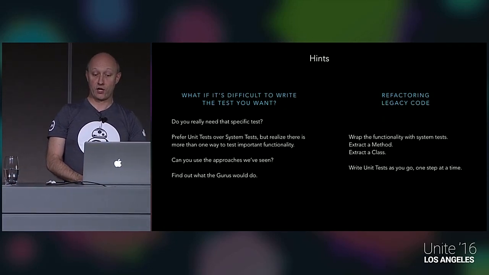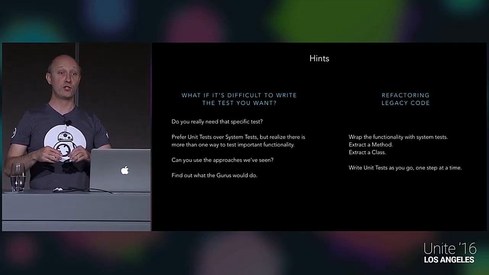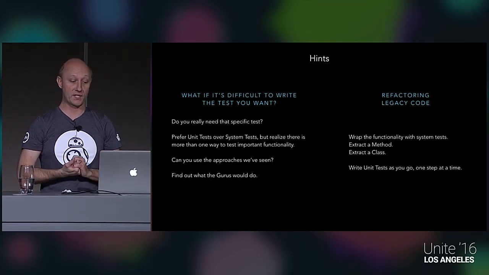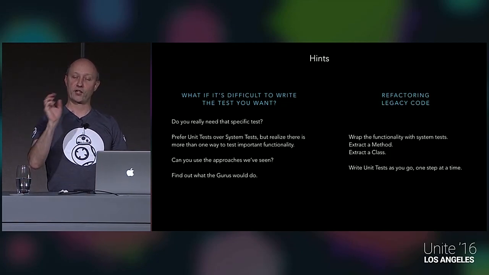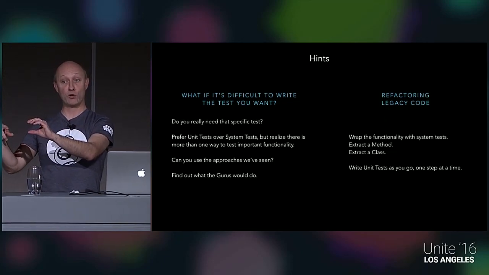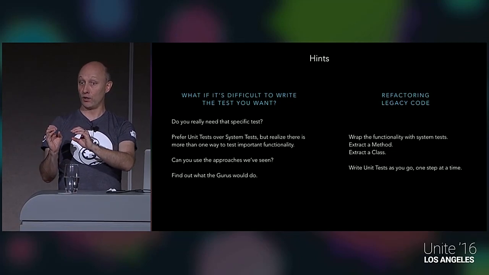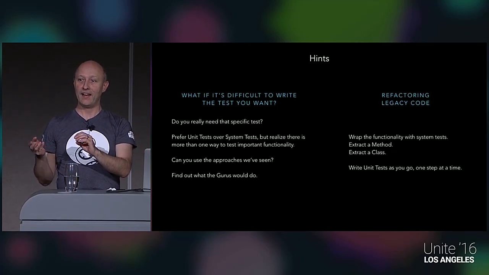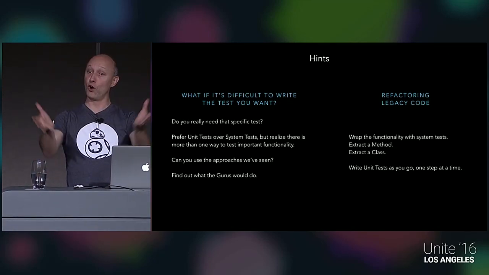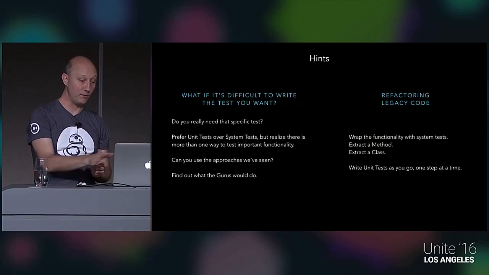So if you have legacy code, you can wrap the functionality with system tests. In our case, it might be easier to use manual tests to make sure that the system, or one part of it, is behaving the way that we expect. And then we can extract a method or extract a class and get unit tests written around those methods and classes that we've extracted. Then all of that is tested really well, and it's not going to break in the future unless the tests tell you it's going to break. And then, as long as you make sure the overall functionality is still working the way that you intended it, you're in better shape than before you did this.